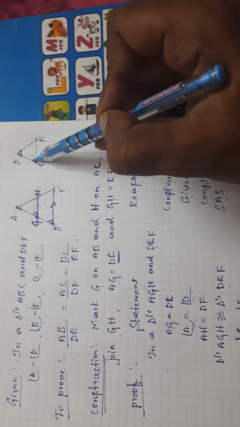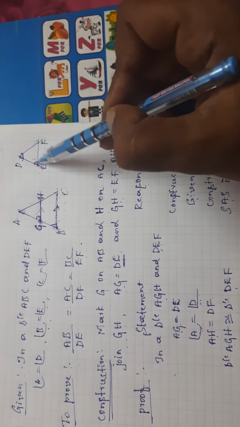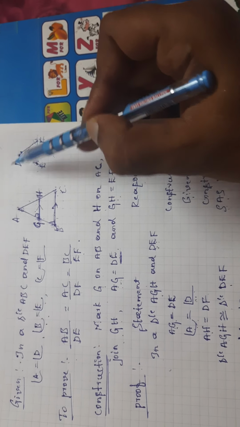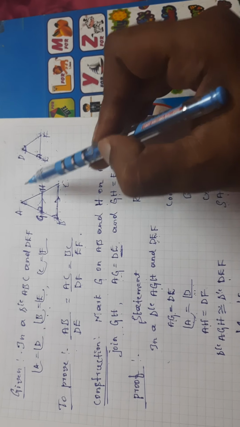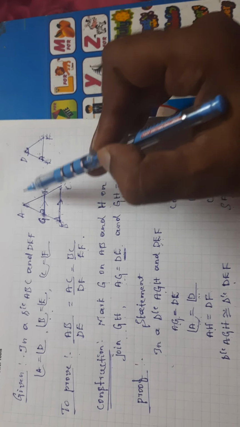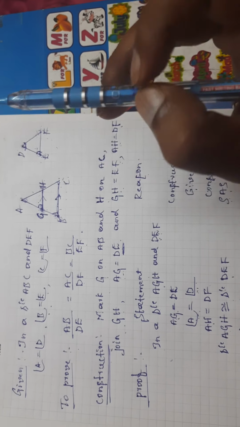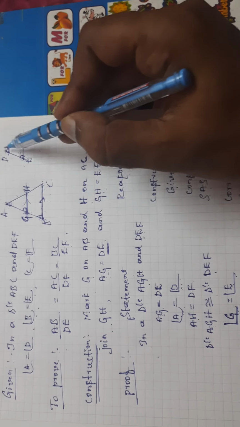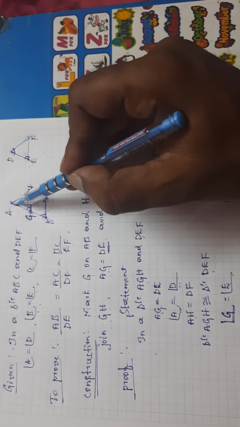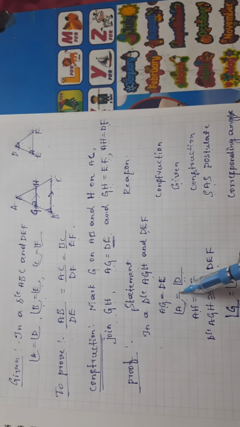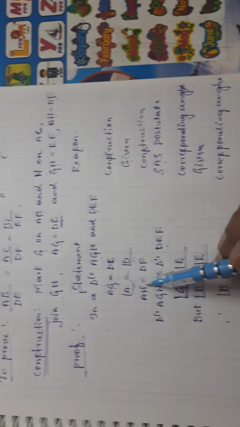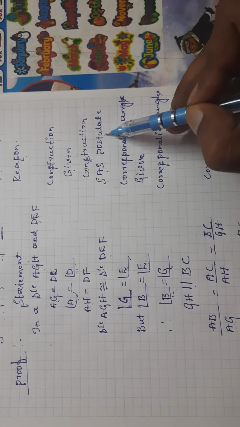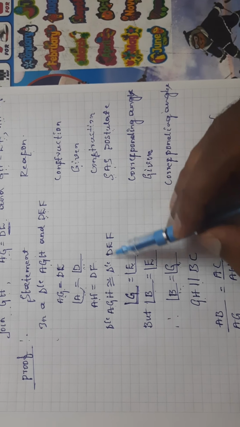The same in the other triangle: the sides DE and DF are meeting at D. That is why these two angles are included angles. They are equal because they are corresponding angles. So AG is equal to DE, AH is equal to DF, and angle A is equal to angle D. They are already given in the statement. So after proving this, these two triangles are congruent according to the SAS postulate.